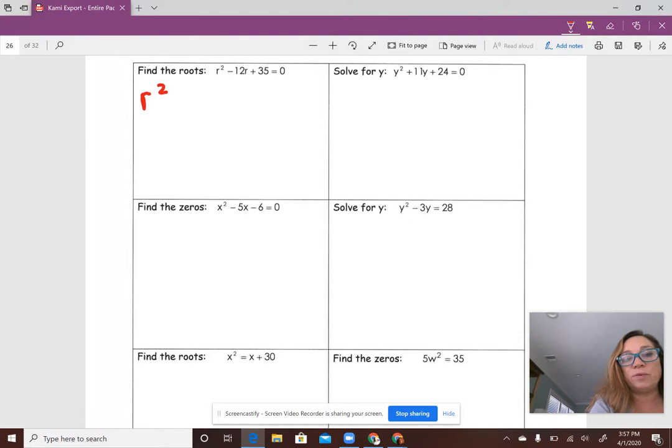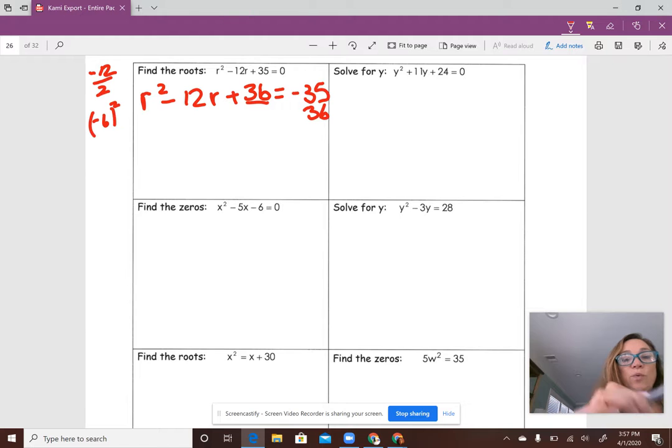Okay, so r squared minus 12r plus blank equals negative 35. You move the 35 to the other side to make room for the c that you need to make that a perfect square trinomial. This would become a perfect square trinomial by adding 36. The reason it's 36 is you take half of the negative 12, which is negative 6, and you square that. Okay, so now that becomes r minus 6 squared equals 1.